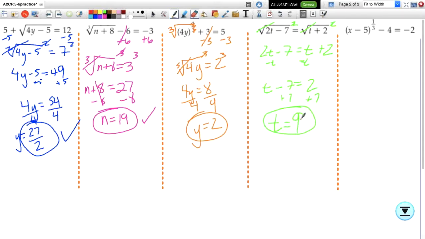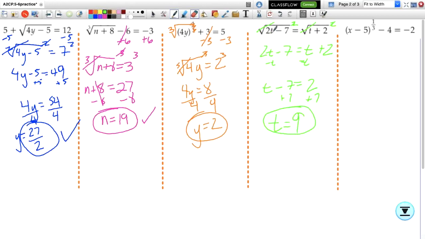And the solution to this one is 9. So if you follow my work, after I squared both sides, I had really just a normal linear equation to handle. So I subtracted my t's onto the same side, and then I added my constants to the same side, and I ended up with 9. I can check this 9 really quickly.